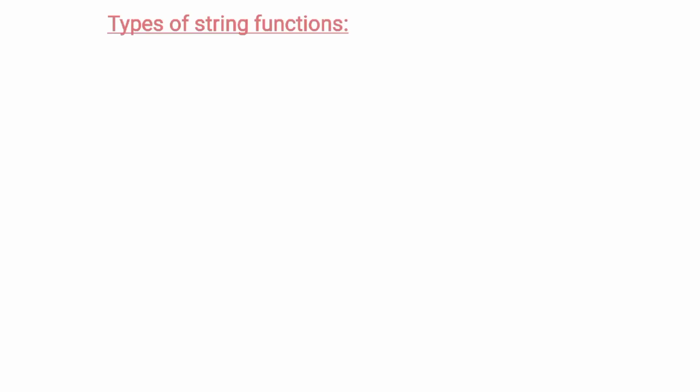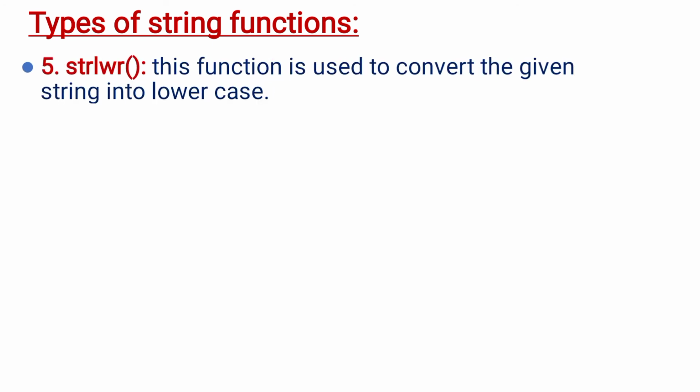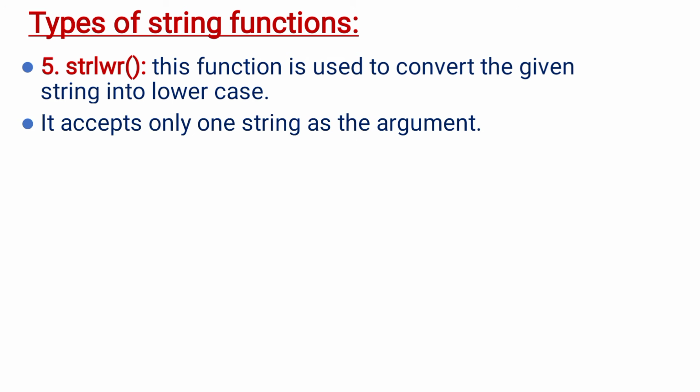Next we will see the fifth type of string function, that is strlwr. The strlwr function is used to convert the given string into lowercase. All the characters in the string are converted into lowercase alphabets. It accepts only one string as the argument.